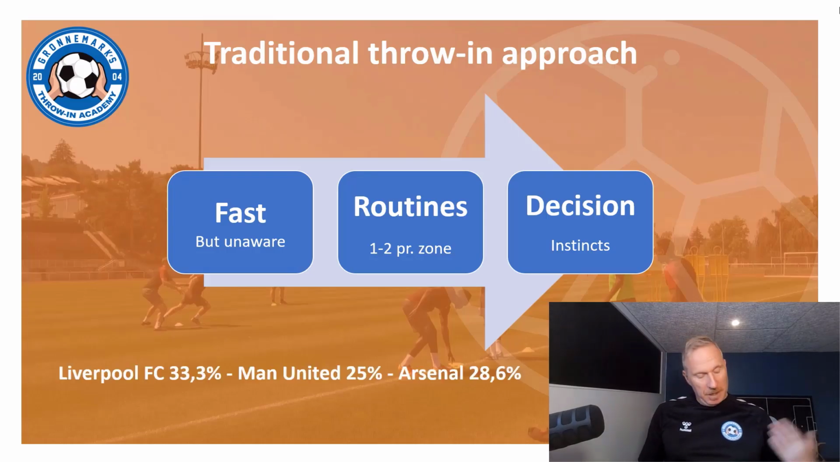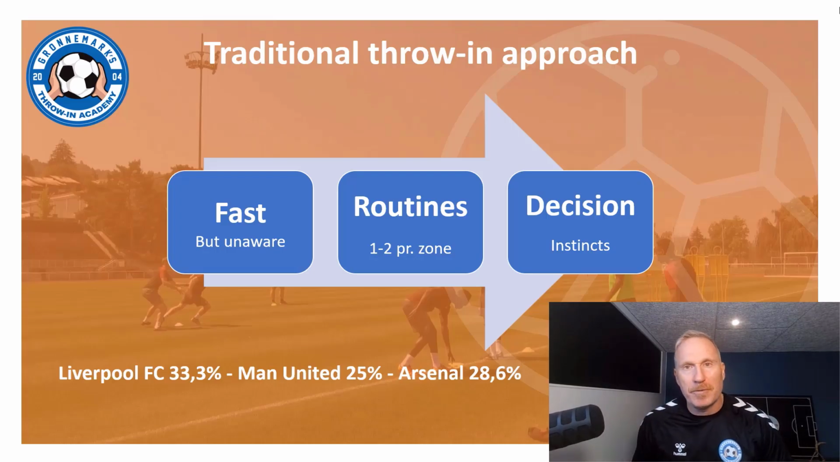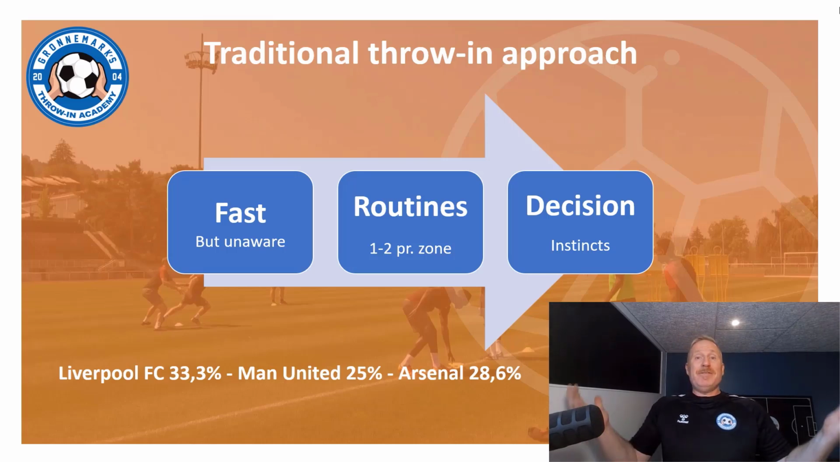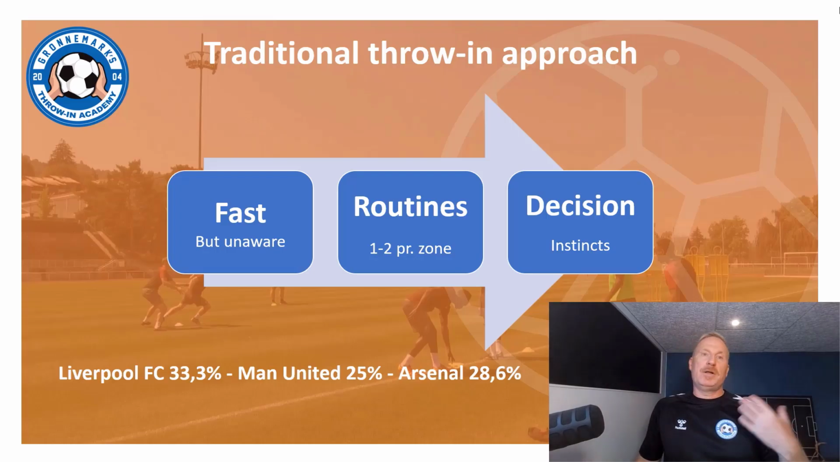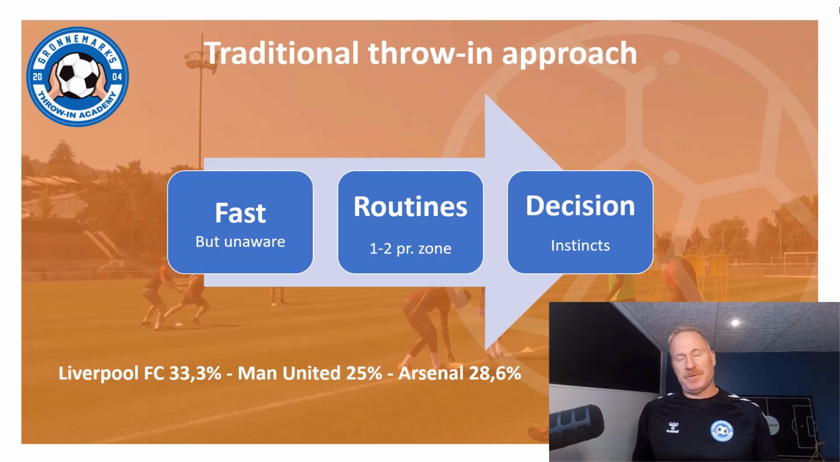For example, in a recent throwing analysis I saw that Liverpool FC had a possession of 33.3% in a match against Crystal Palace. Manchester United and Arsenal played against each other. Man United had 25%, Arsenal 28.6% possession on throw-ins under pressure. So even the best teams in the world are struggling with their throw-ins. But if you ask me, the most important thing for the players to learn, no matter the level, is the opponent's defending pattern.